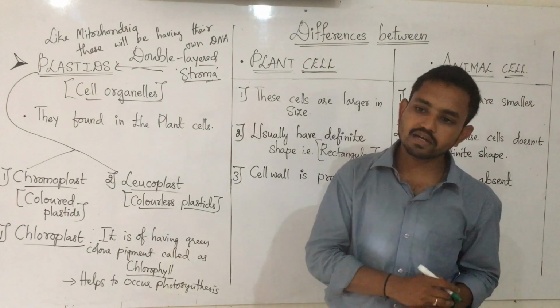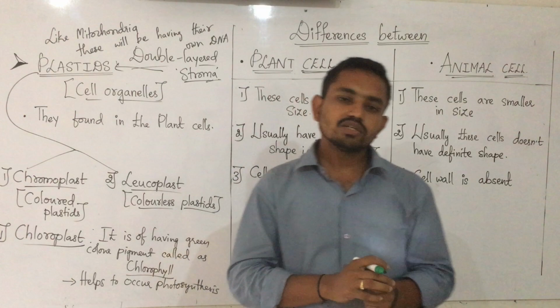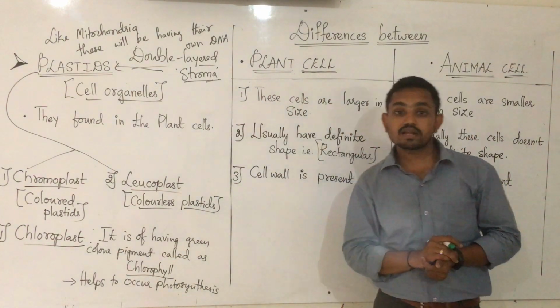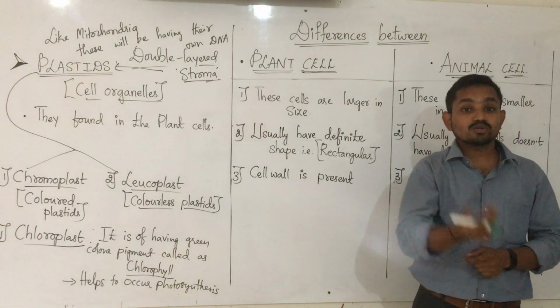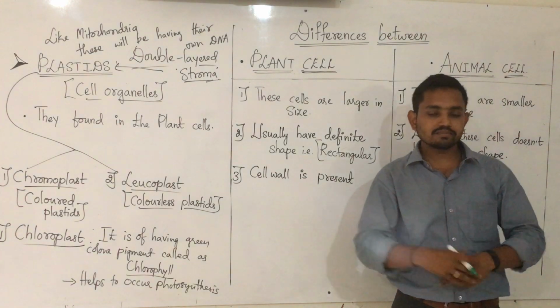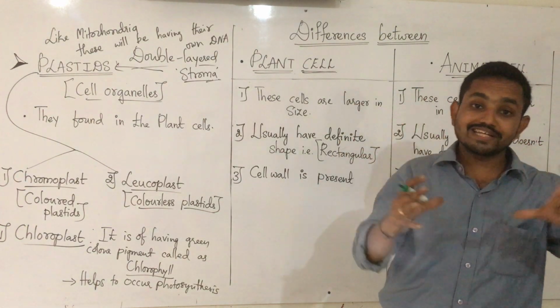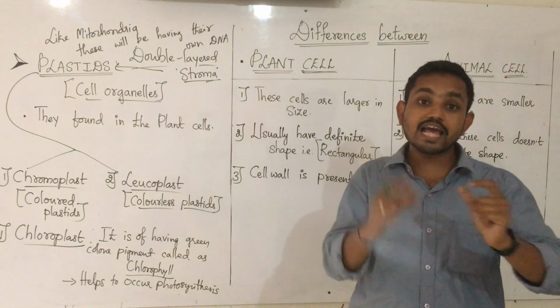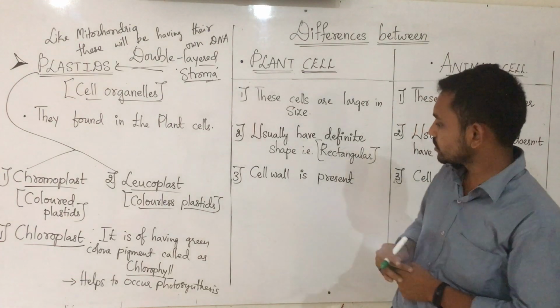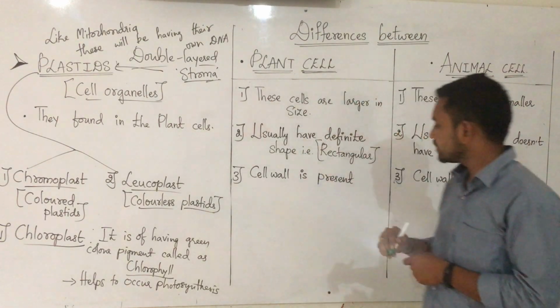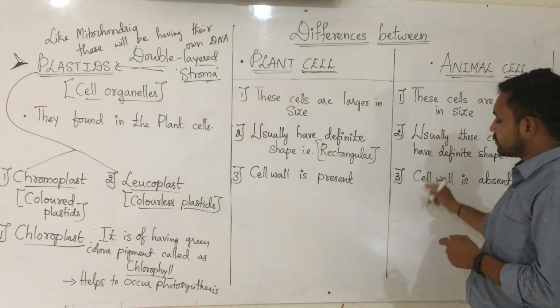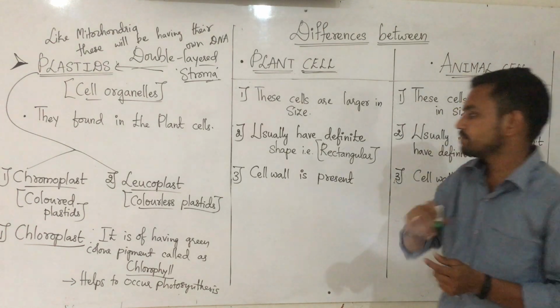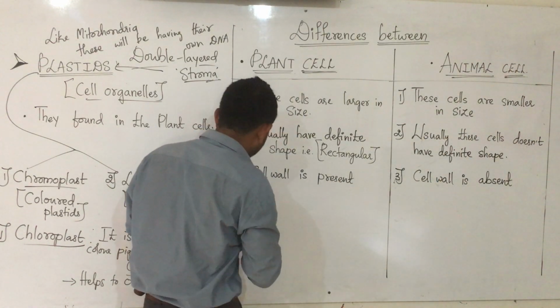Can anyone answer? Yes. The cell wall gives protection to the inner cell organelles. It has rigidity. It maintains rigidity and helps in protection. So the cell wall is present in the plant cell, whereas the cell wall is absent in the animal cell. The next difference, that is the fourth one.